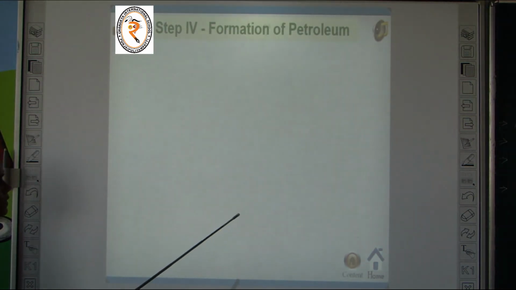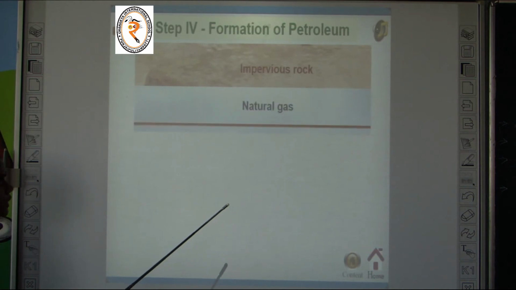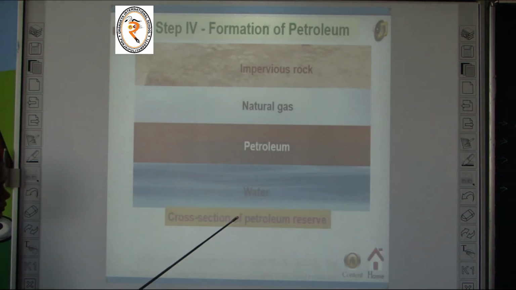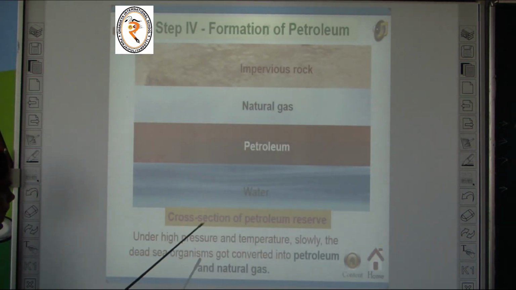And the fourth process, formation of petroleum. Under high pressure and temperature, slowly the dead sea organisms got converted to petroleum and natural gas. So these are all the steps to form petroleum. Okay, the next one.